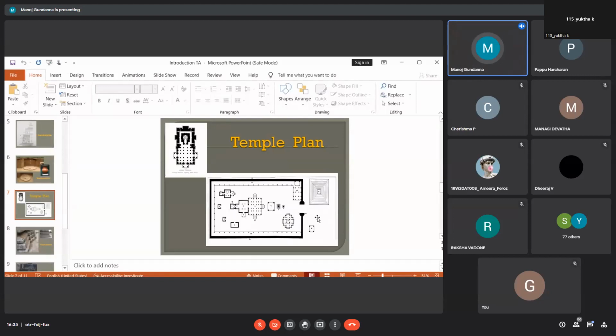Then we have what is called as the Vahanamantapa. Vahanamantapa is another essential adjunct mentioned in the Vastu Granthas. Vahanamantapa is the one which houses the vehicle of the god. Then we have Dhatastamba and Balipita.